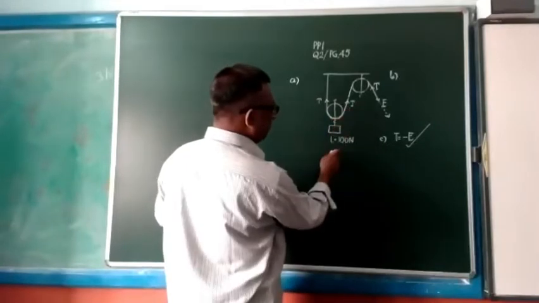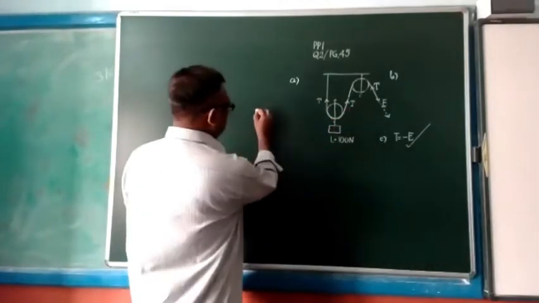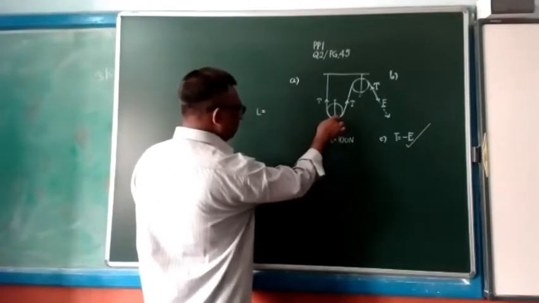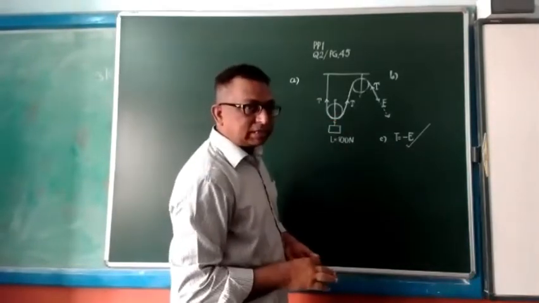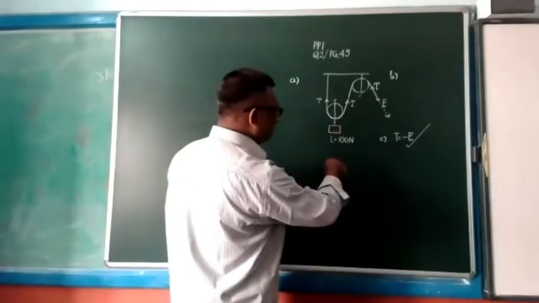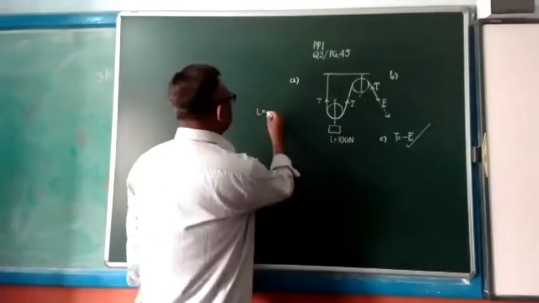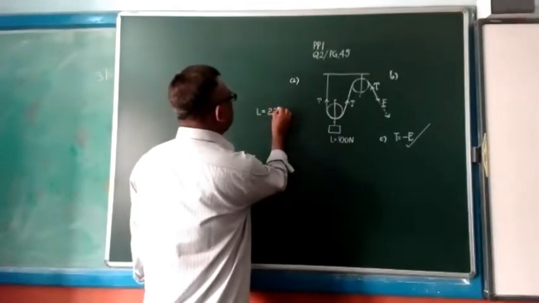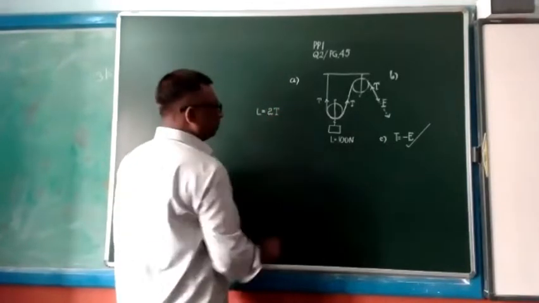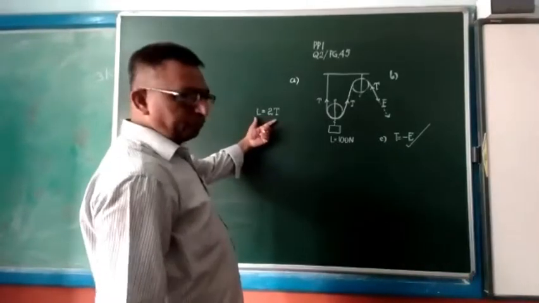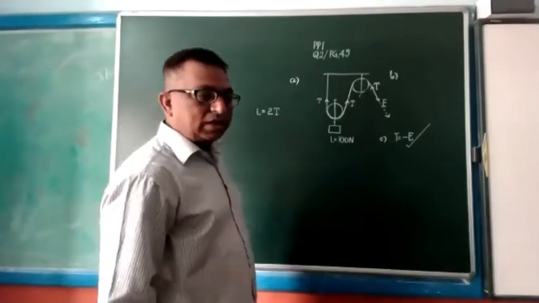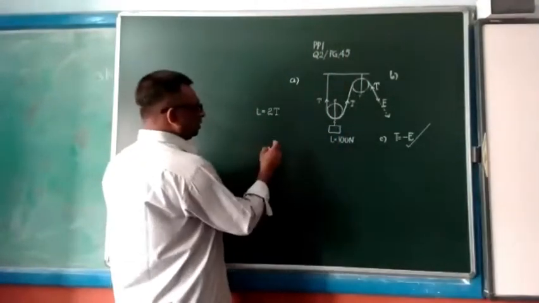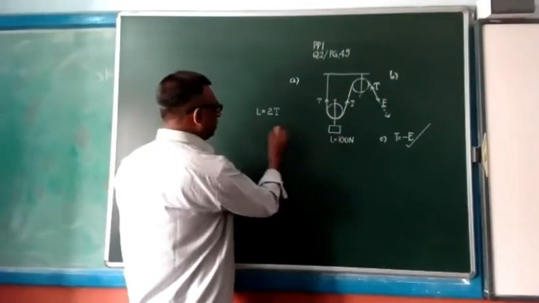First we frame the equation. L equal to 2T. At this point, two upward forces and one downward force act. So according to this, downward force L equal to twice the tension. Twice the tension. Clear? So what is asked here? Velocity ratio is asked. Clear? So load is given how much?